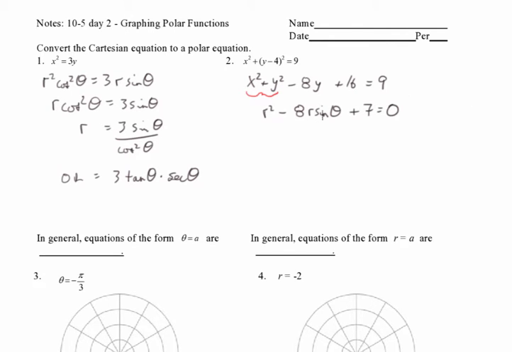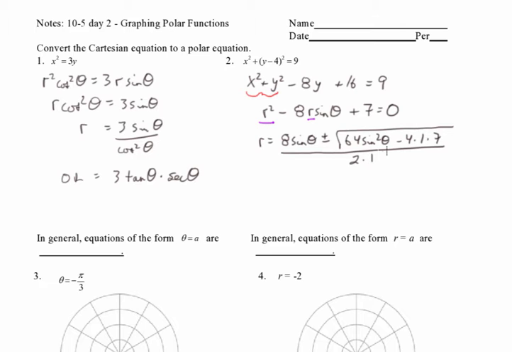Now you want to recognize this is a quadratic equation in terms of r. So we have r squared, we have r. The coefficient here is going to be negative 8 sine theta. So we're going to use the quadratic formula in order to solve for this. So we'll get r equals negative b, 8 sine theta, plus or minus the square root of 64 sine squared theta minus 4 times 1 times 7. I'm just going to emphasize that right now. It is a little bit more complicated than what you're normally dealing with.